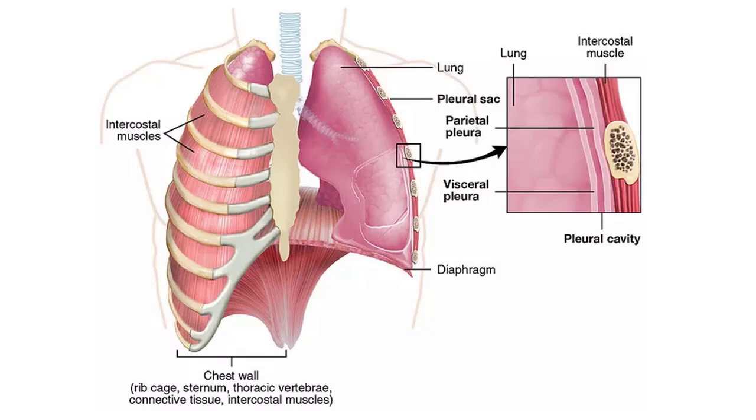But notice this says pleural cavity. That cavity, which is going to be our intrapleural space, we're going to get to that in a bit. I'm just going to go ahead and introduce it to you. Intrapleural, pleural means what? We're talking about the pleural cavity. So intrapleural space is going to be this space between our pleura.